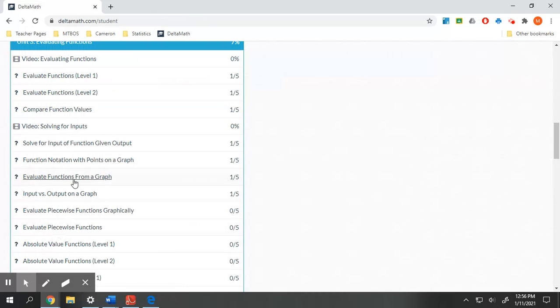So this should be plenty of information for you guys to get started on the function notations with graphs.